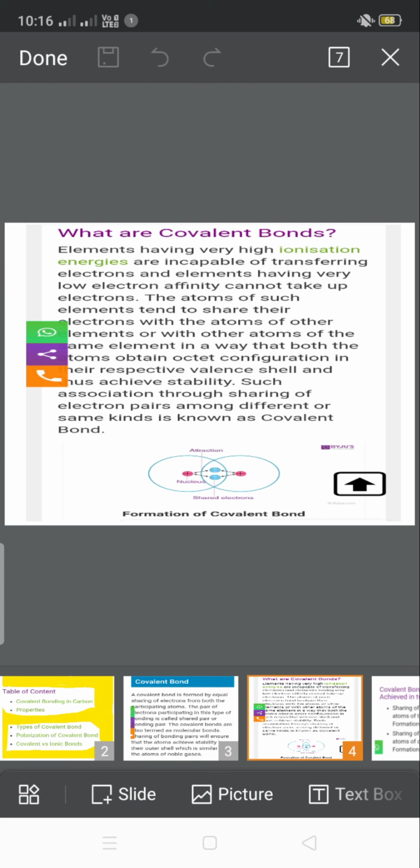What are covalent bonds? Elements having very high ionization energies are capable of transferring electrons, and elements having very low electron affinity cannot take up electrons. The atoms of such elements tend to share their electrons with the atoms of other elements or with other atoms of the same element in a way that both atoms obtain octet configuration in their respective valence shell and thus achieve stability. Such association through sharing of electron pairs among different or same kind is known as covalent bond.